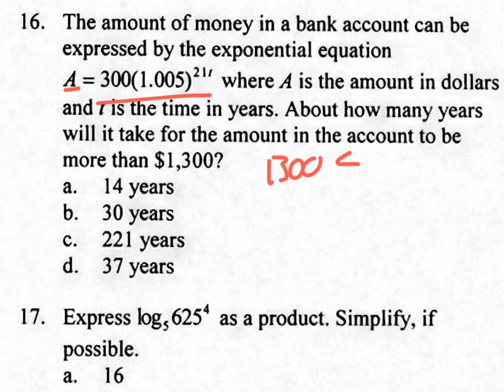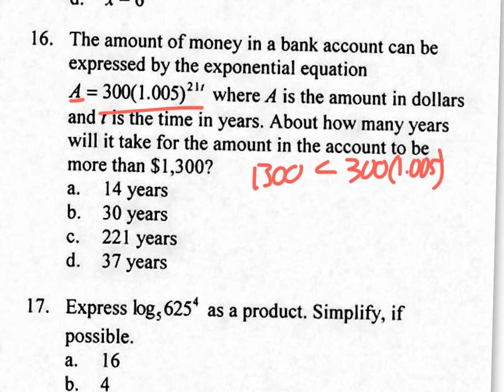We have the 300, we have the parenthesis 1.005, and it's to 21 times t, okay? So let's put the power of 21 times t. So it's saying how long, right? The question is about how many years, how long will it take? So we're solving for t. Now the problem is t is up here in the exponent. We don't want it up there in the exponent. So let's do a couple of things first. Let's kind of pretend it's an equation.